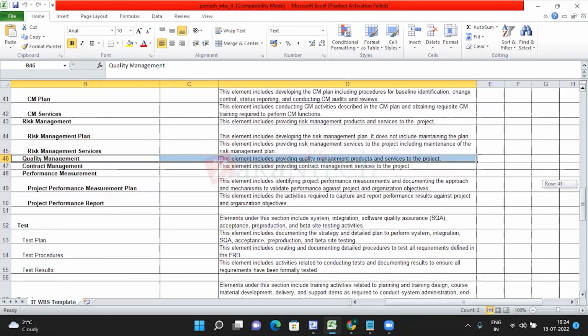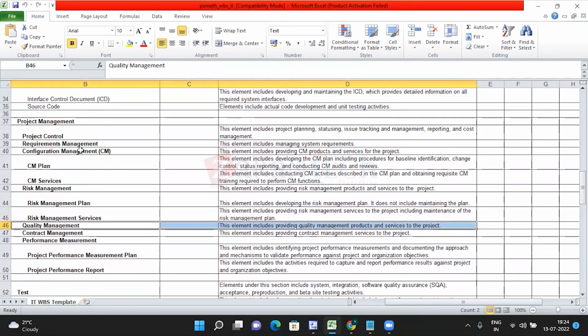CM plan? Configuration management. Okay. Right, CM is configuration management. Okay.